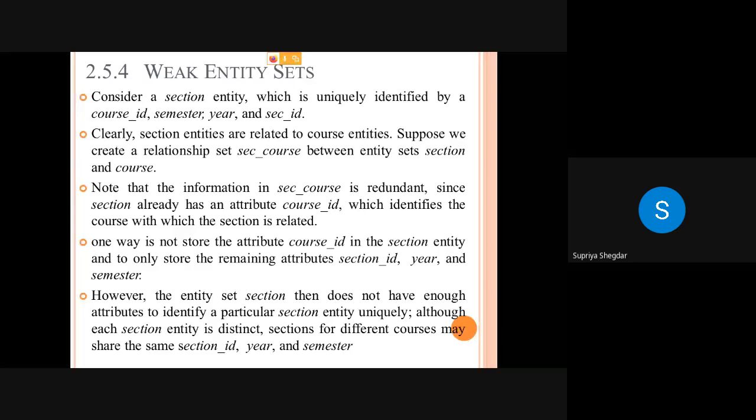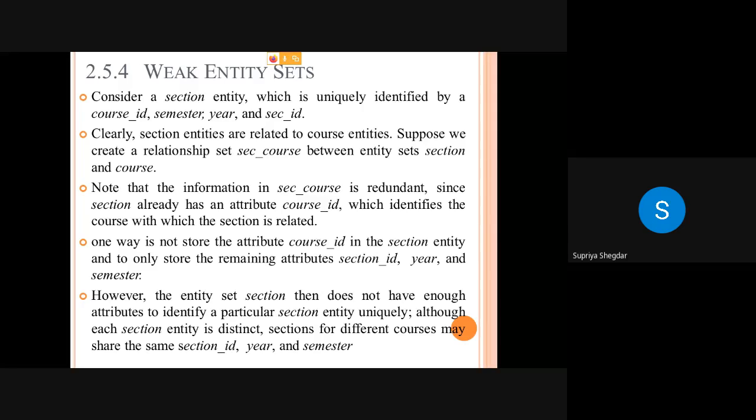Okay, now we will see what exactly a weak entity set is. We have seen how to represent the weak entity set, and now we will see what it is. Simply consider that a weak entity set is a particular entity set that does not have sufficient attributes to represent the information. That is called a weak entity set.